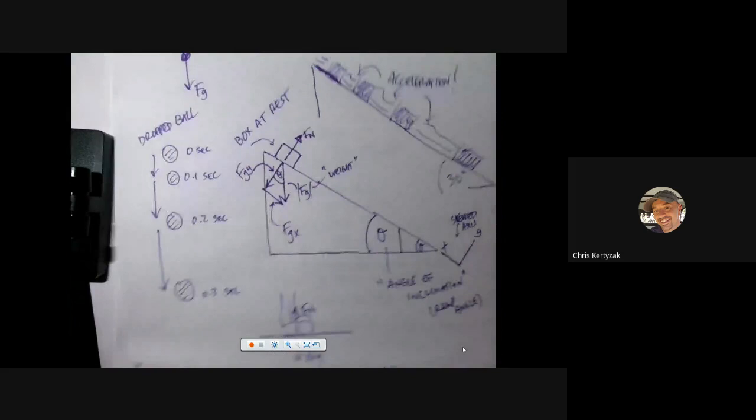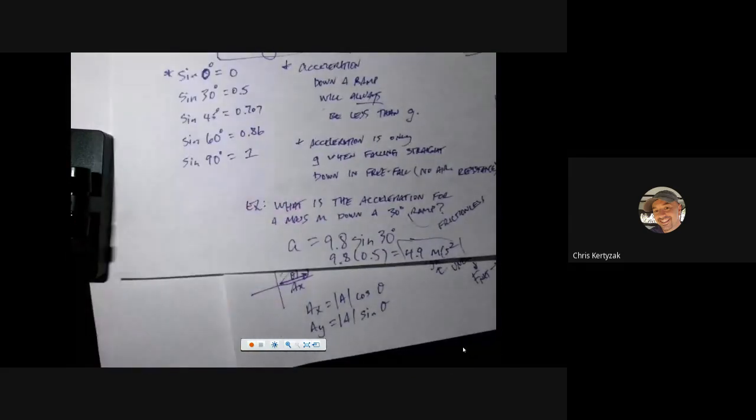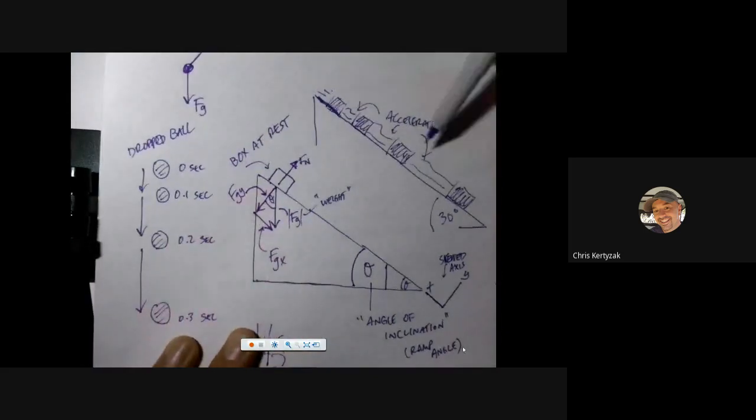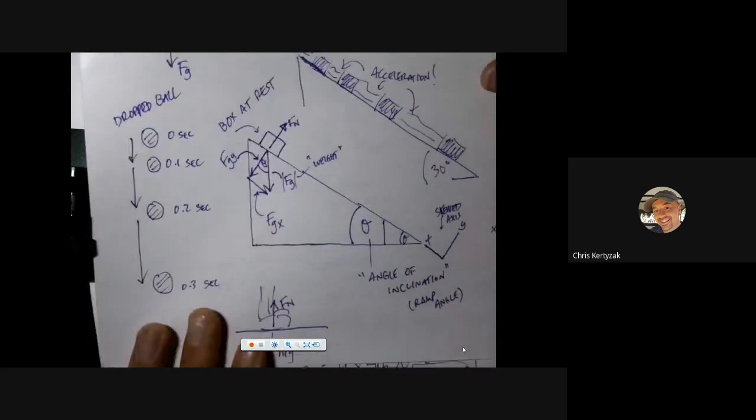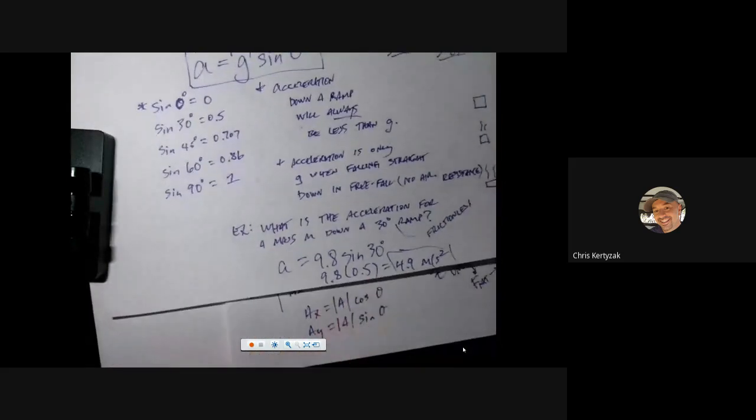How you get it? That's how you get it. Now, if someone tells you the length of this, for example, how long does it take to reach the bottom of the incline? Now you're back to kinematics equations. You've got the acceleration numerical value, and now you're back to unit 1.